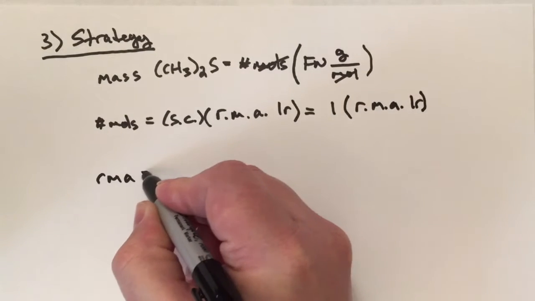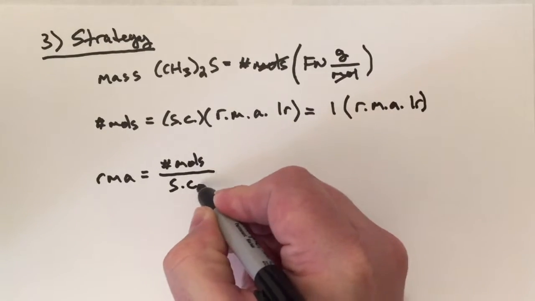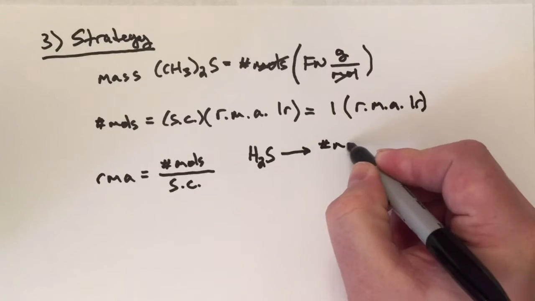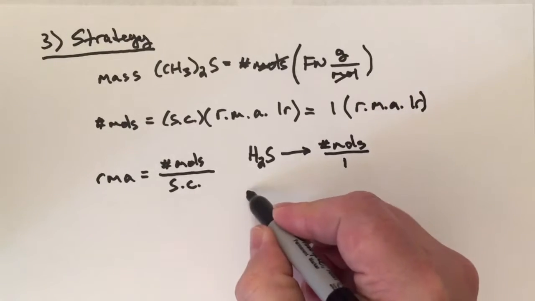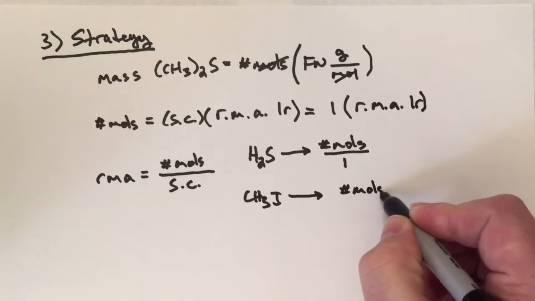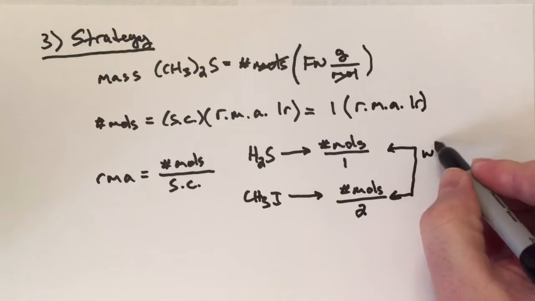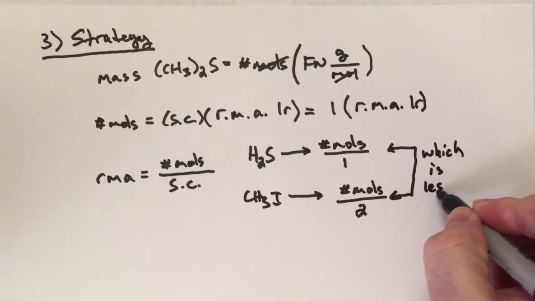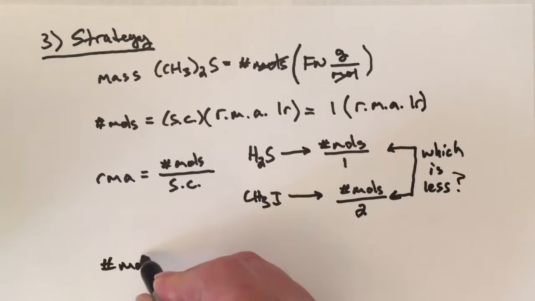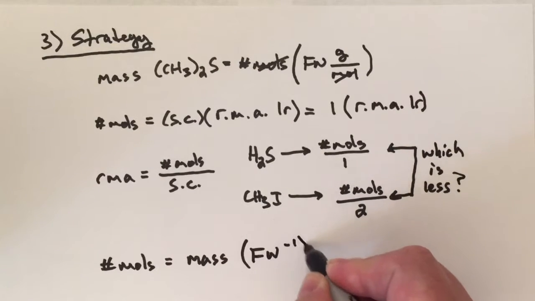The reduced molar amount we can calculate from the number of moles divided by the stoichiometric coefficients of our reactants. For dihydrogen sulfide, that's the number of moles divided by 1. For methyl iodide, that's the number of moles of methyl iodide divided by 2. We need to figure out which is the smallest, and that will be our limiting reagent. The number of moles is simply equal to the mass of the substance times the inverse of its formula weight.